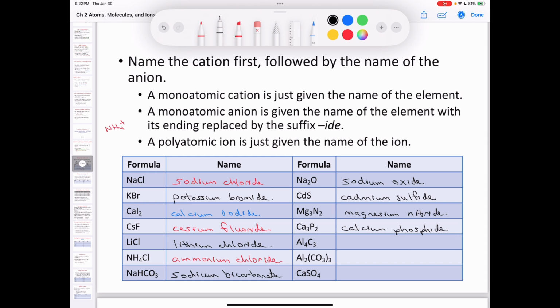Next, we have aluminum carbide, so carbide, okay? So aluminum carbide. Then we have aluminum carbonate. Again, you got to recognize that polyatomic ion. Aluminum carbonate. And the last one is going to be calcium sulfate. So calcium sulfate. Like that. So there you go. Now you know how to name an ionic compound.